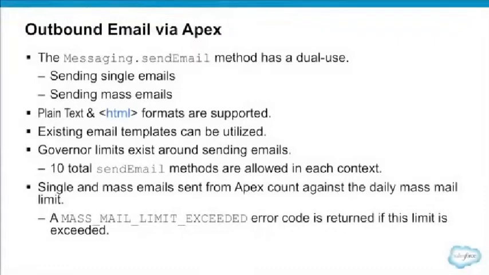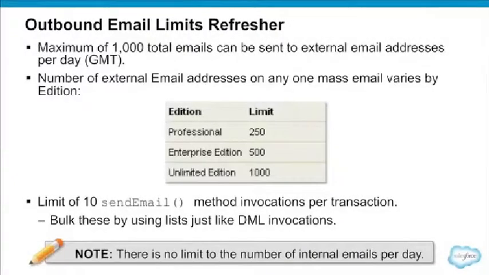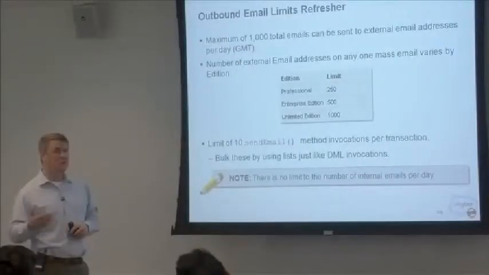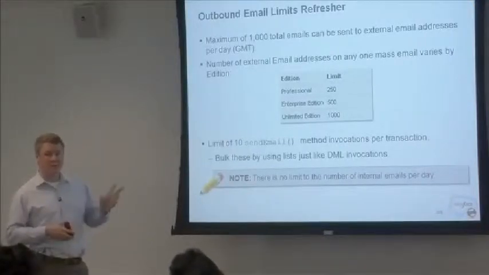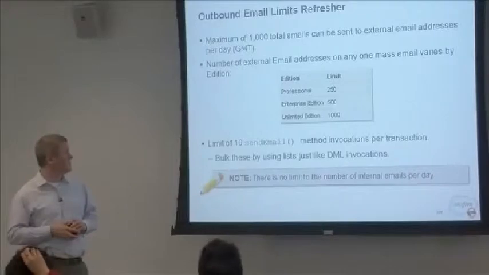Single and mass emails sent from Apex count against the daily mass email limit. Okay? And so what is that limit? Well, it's basically 2,000. You get to send 1,000 single emails, and you get to send 1,000 mass emails per day. Okay? It's a very low number, but at the end of the day, Salesforce is not in the business of doing high volume email. You would need to be very restrictive in terms of who you're sending these emails from, due to those 1,000 limits.